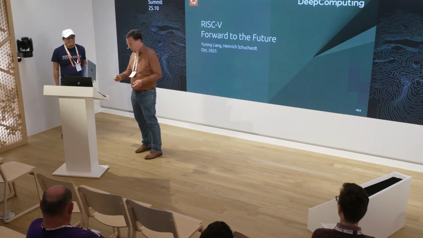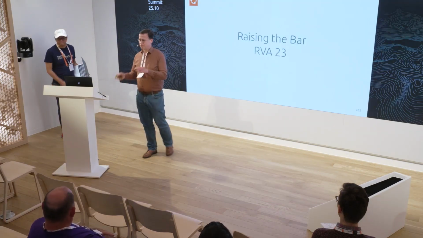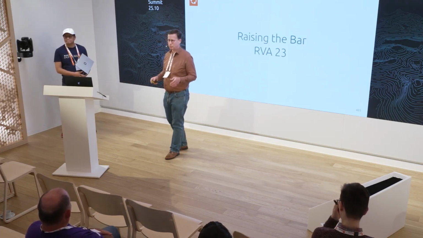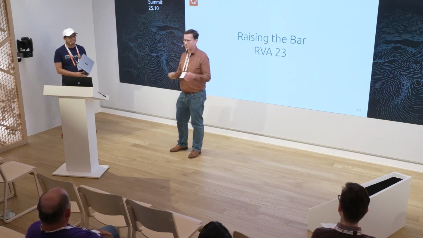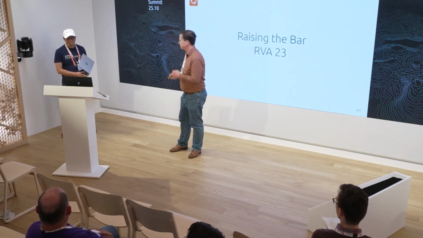And the thing that I want to talk about in the first part is why Canonical decided to move the ISA from what we had before to RVA23. And in the second part, Yuning will present how this translates into the hardware story.